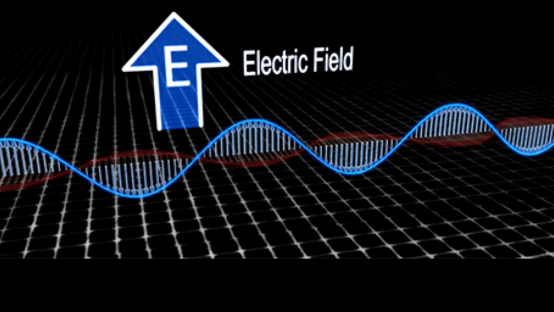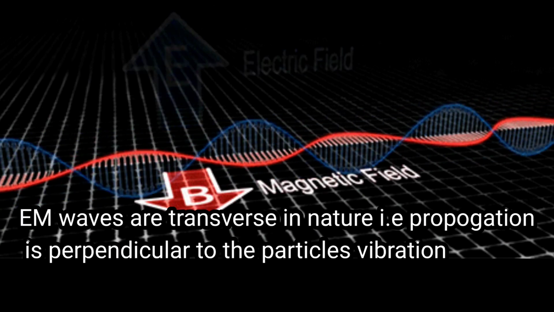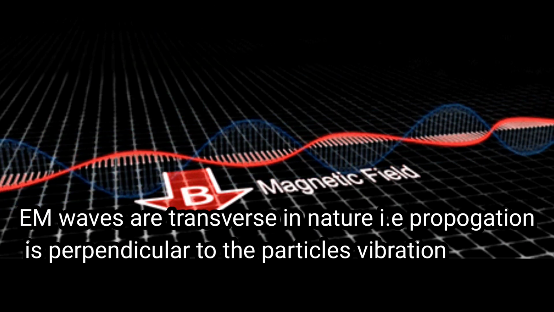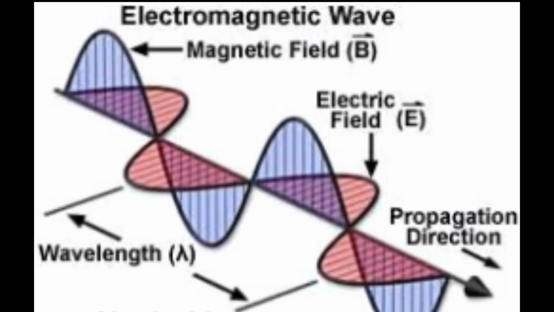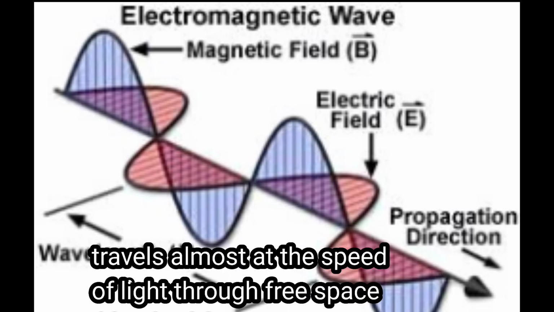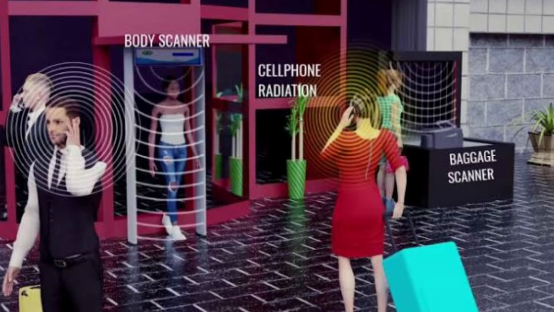wavelength and frequency. The properties of EM waves are: they are transverse waves, that is, the acceleration of charged particles is in a direction perpendicular to the direction of propagation of the wave. They can travel through a vacuum at the speed of light. Also, they transfer energy from one place to another place. EM waves have the property of reflection, refraction, diffraction, scattering and polarization.